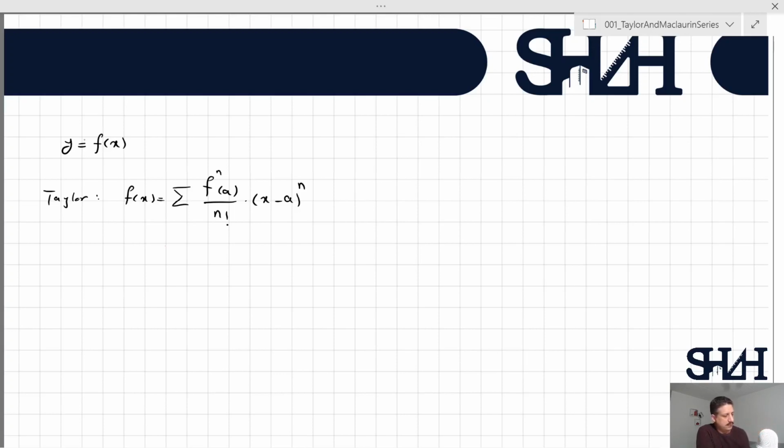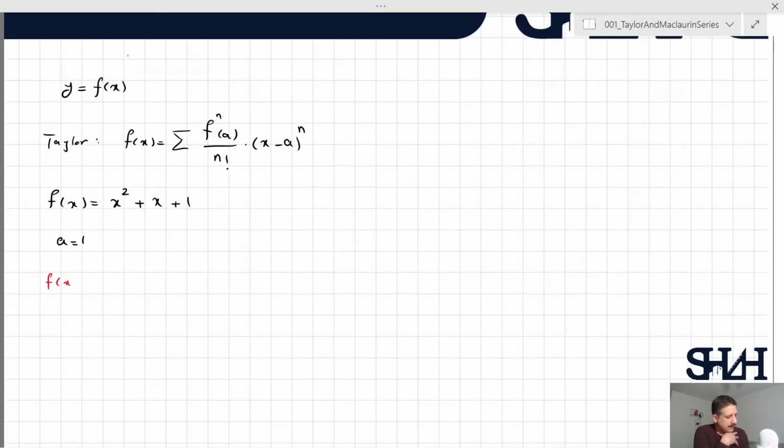For example, if f(x) is x squared plus x plus 1 and you are interested in writing f(x) at point a equals 1, then you need to take several derivatives. As it's a polynomial, after the second or third derivative the derivatives will be 0. So f(x) is x squared plus x plus 1. f prime of x is 2x plus 1. The second derivative will be 2 and the third derivative will be 0.